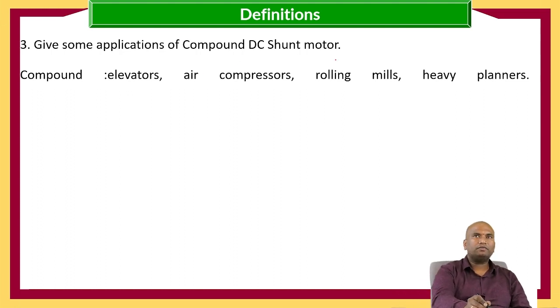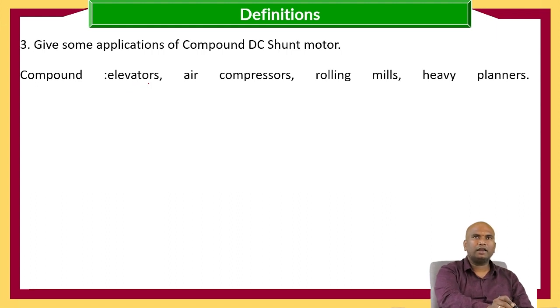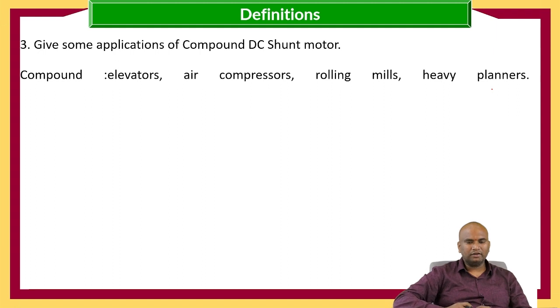Give some applications of compound DC motor. In a compound DC motor, we are going to have nearly constant speed and high starting torque because of both the series and shunt windings. So compound motors can be used in elevators, air compressors, rolling mills, heavy planers. Wherever we are going to need both the combination of torque and constant speed, in those applications we are going to use the compound motor.